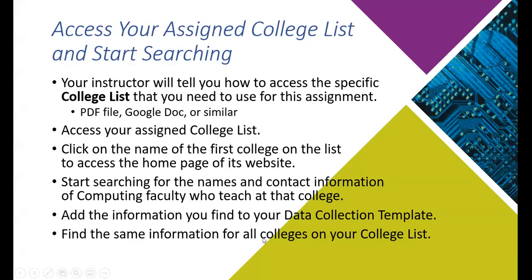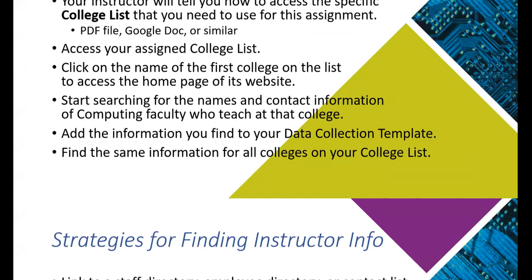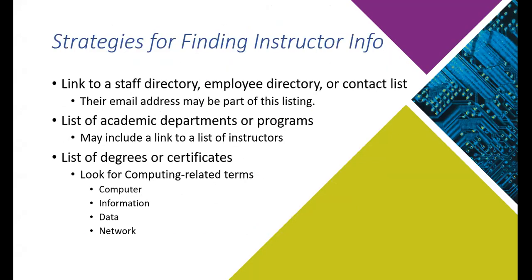So once I have added all this information the way I found it to my data collection template, I do it for all the colleges in my list. Of course, I don't just do it for the one college because I've got multiple colleges. Okay. And ideally, this is easy, right? If I do what I'm supposed to do, this should be very straightforward.